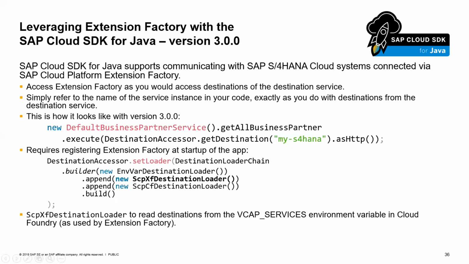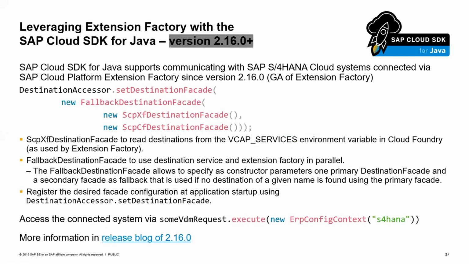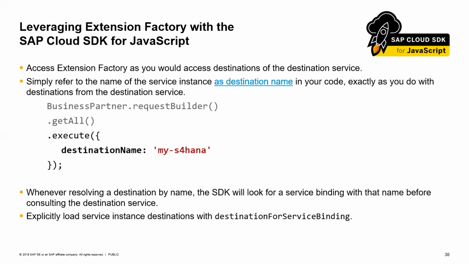And what this will now do is, when you look up a destination like this, it will first look into the service instances provided by Extension Factory and try to load a destination from there if it's available. So it will look into the corresponding environment variable and use the one provided by Extension Factory, so that in your code you can use this code snippet that you have seen here. In version 2 of the SDK for Java, it looks quite similar. I've included this here for your reference, although I would of course recommend that you start with version 3 of the SDK if you are starting a new application.